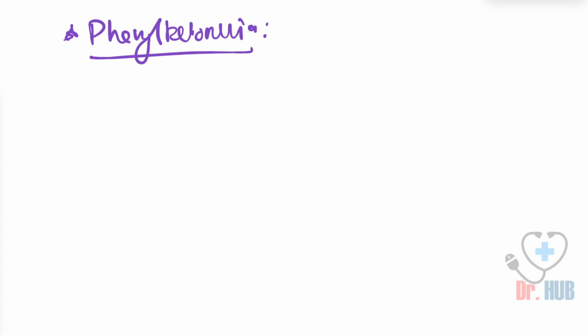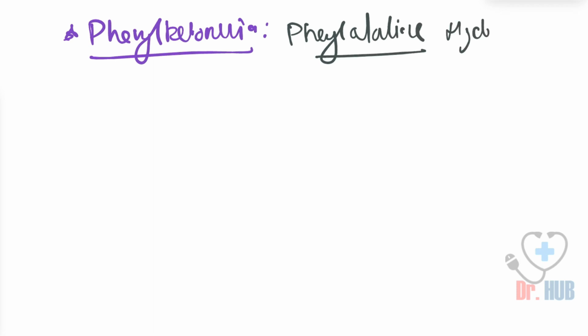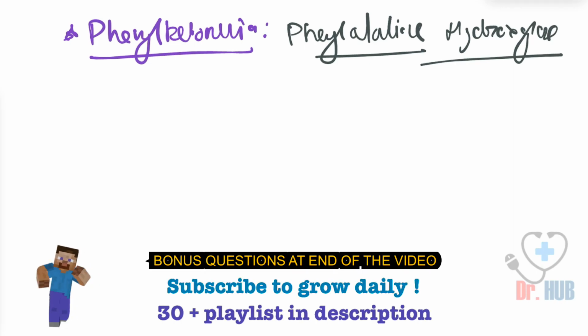So first, to start with, we're going to start off with phenylketonuria. So in phenylketonuria, the enzyme defective is nothing but the phenylalanine hydroxylase. So this is the enzyme that is defective.